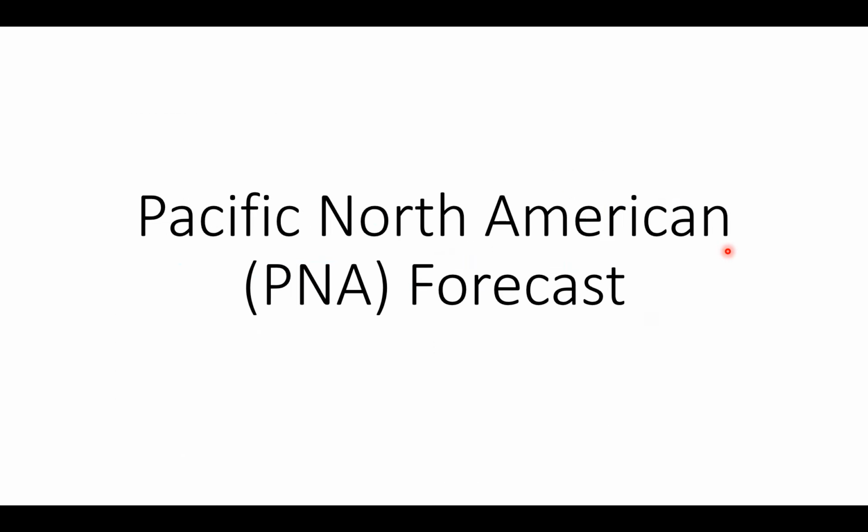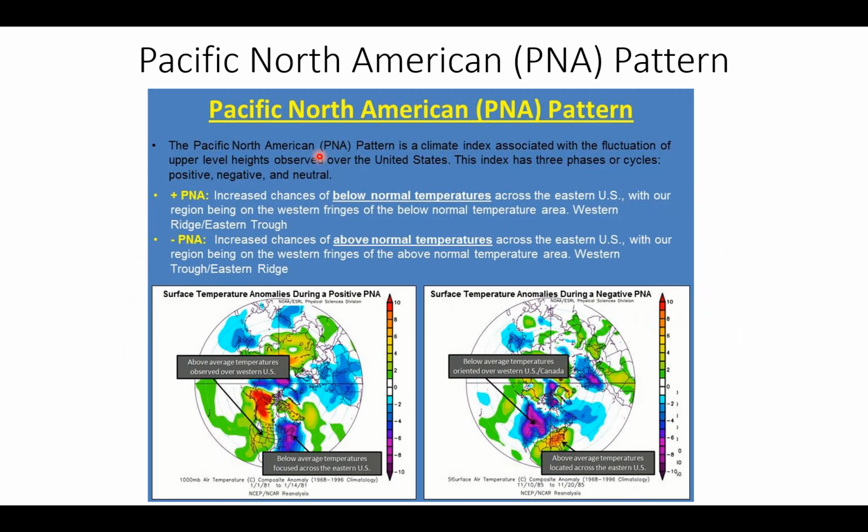If we look at the Pacific North American, the PNA forecast, showing you on the left, this is an example of a positive PNA, and you can read what the PNA is about here and what a positive PNA does versus a negative PNA. You know, positive PNA, think below normal temperatures across the eastern U.S. You have more of a western upper level ridge with a positive PNA and an eastern trough. With a negative PNA, we flip things.